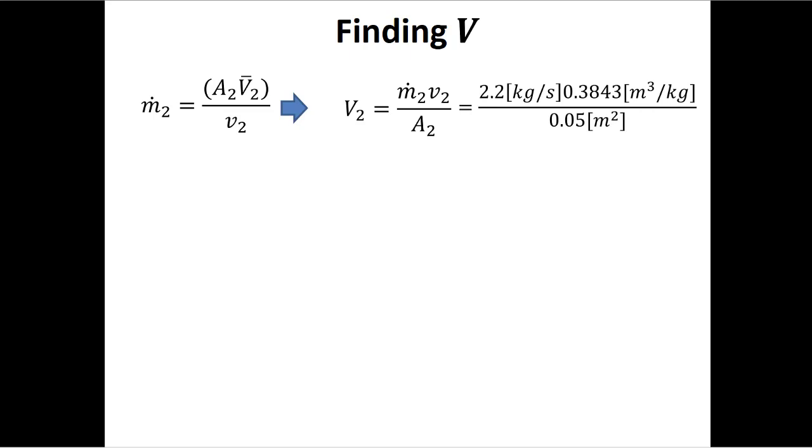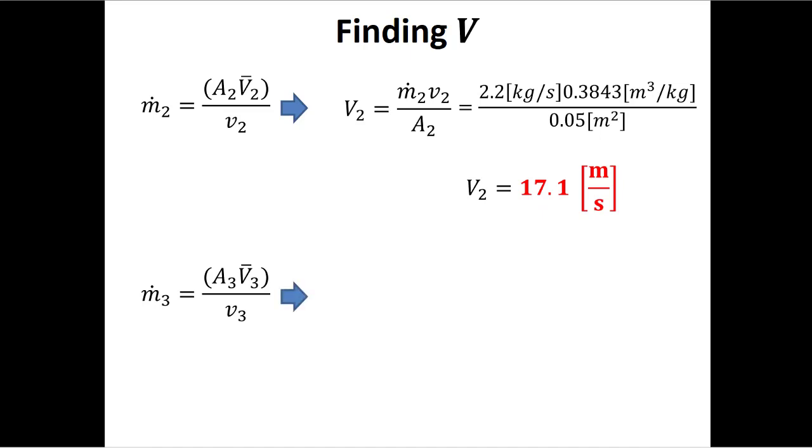As I go through the units, I see that this is correct, that I get an answer in meters per second. So I don't know numerically if my answer of 17.1 is correct, but at least I have the right units. My sign is also positive, so that's a good thing. I have velocity coming out where I'm expecting it to come out. I can do the same thing for m dot 3.